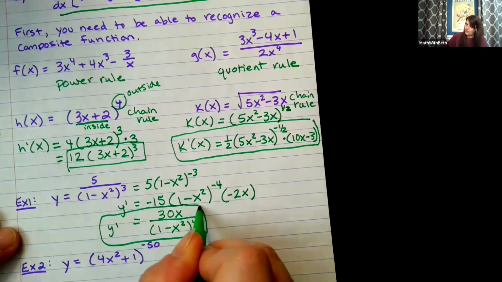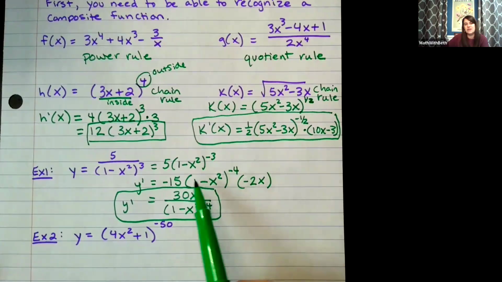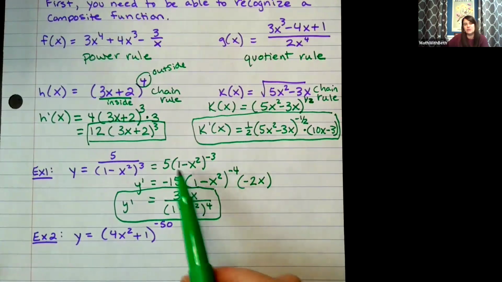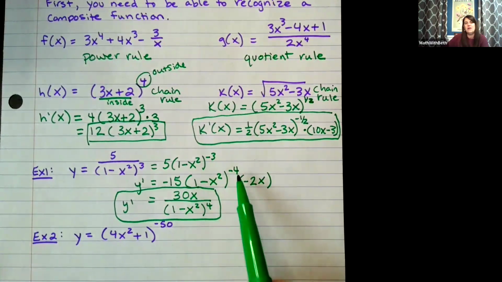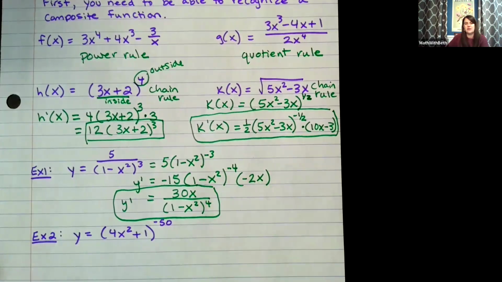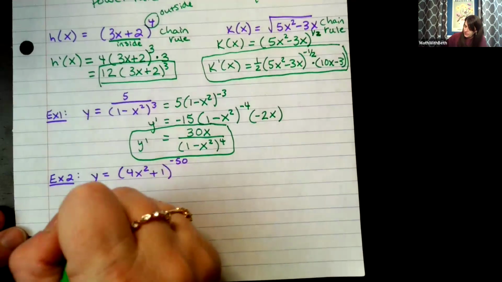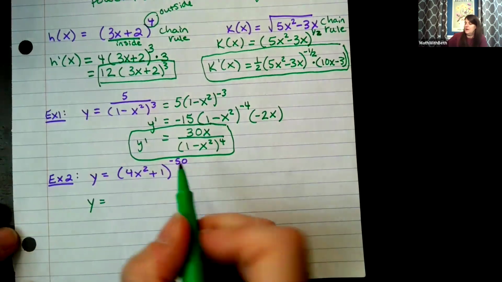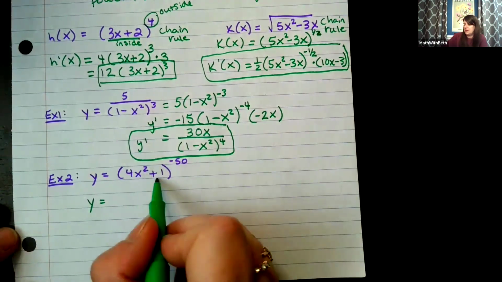But again, the main point of this video is the chain rule. So hopefully you see how I handled the outside function, which is something to the -3rd, and then times the derivative of the inside. So let's do another one. This one's a little simpler. It's already something to a power.